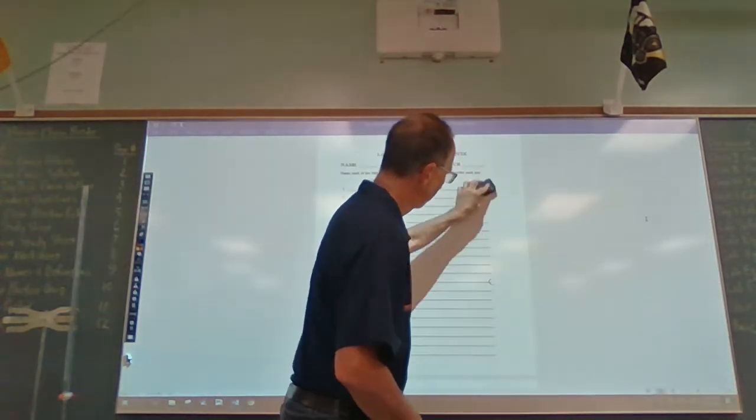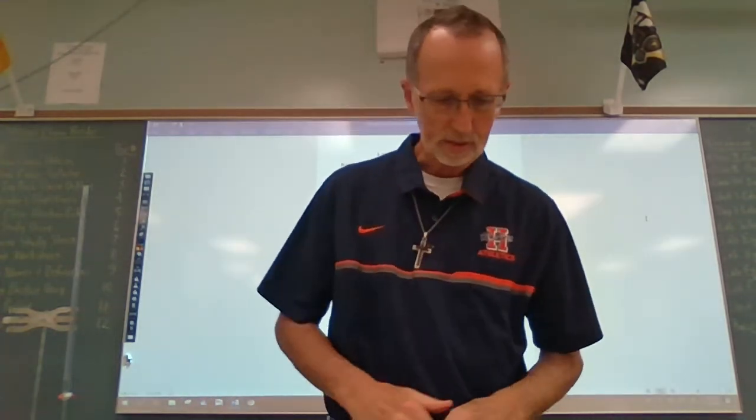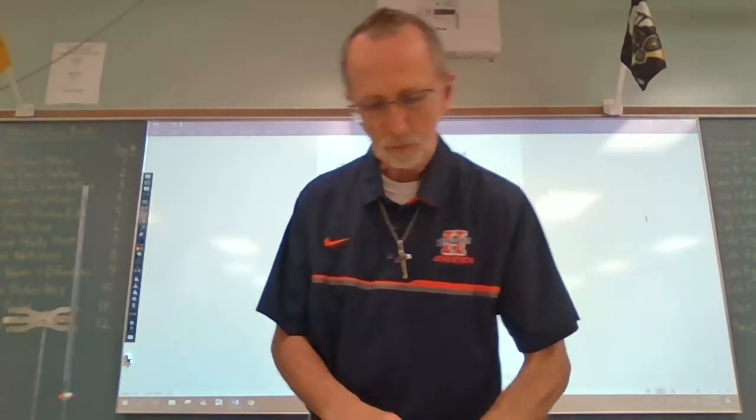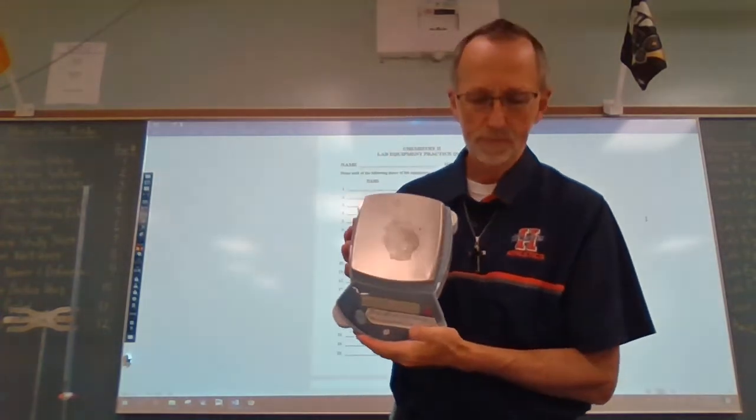All right. So, graduated cylinder. Number 14 is an electronic balance. We have several types. This is one of them. Electronic balances are great. Right? They're used to measure mass, right?